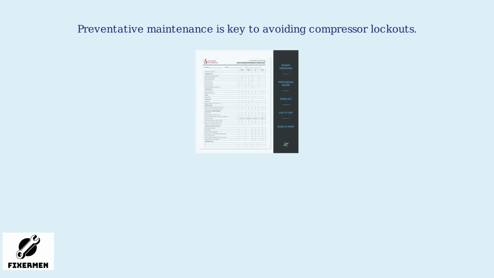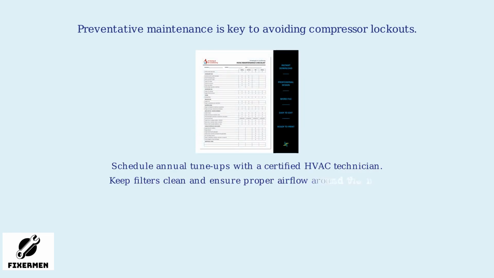Preventative maintenance is key to avoiding compressor lockouts. Schedule annual tune-ups with a certified HVAC technician to inspect and service your system regularly. Keep filters clean by replacing or cleaning them every 1 to 3 months, depending on usage, and ensure proper airflow around the outdoor unit by keeping vegetation and debris cleared away.